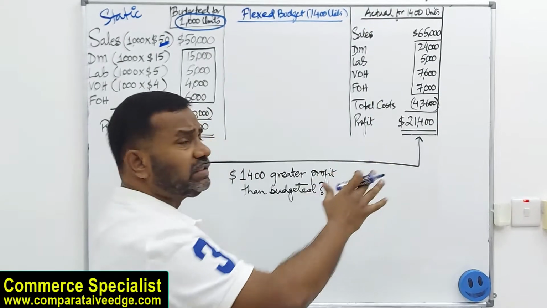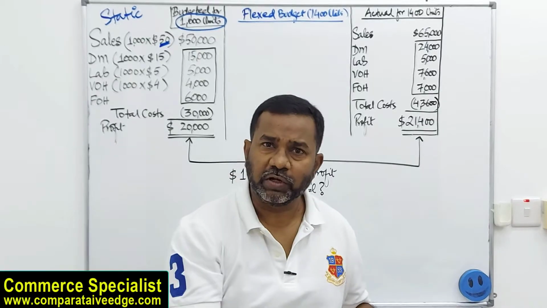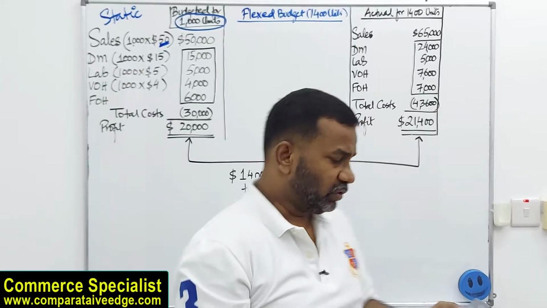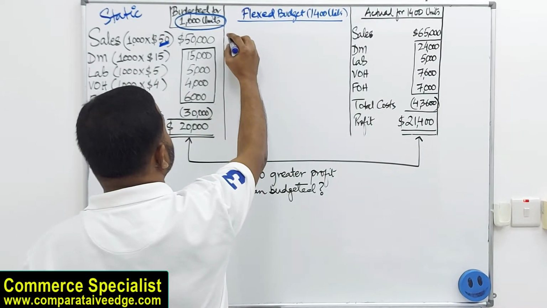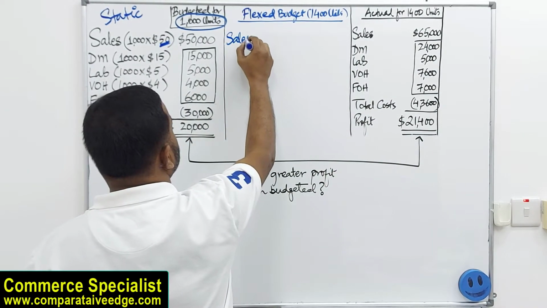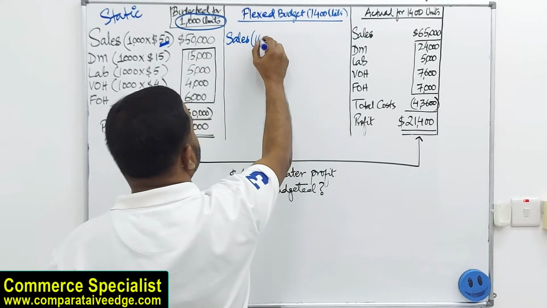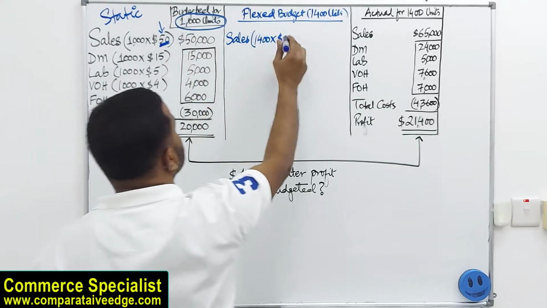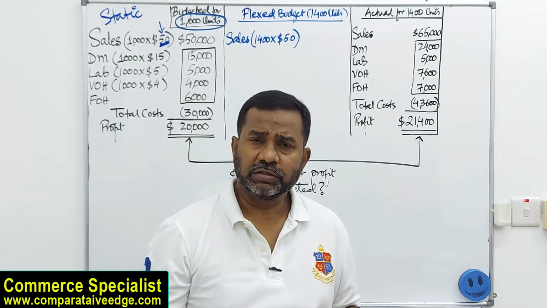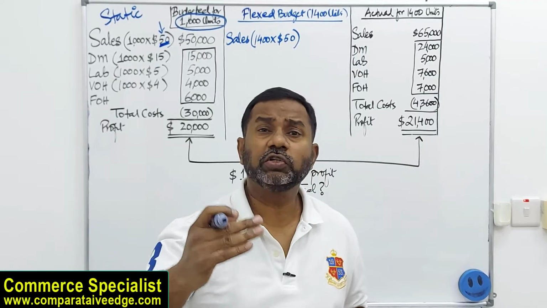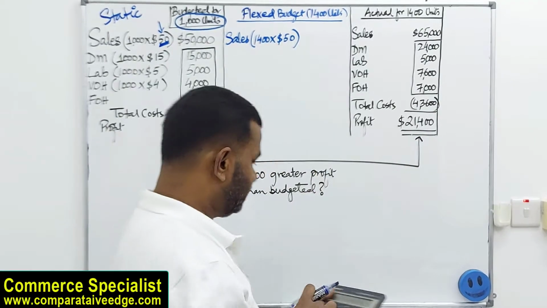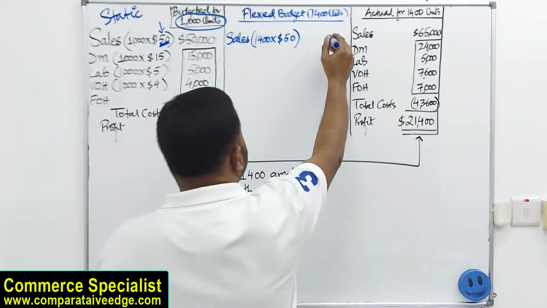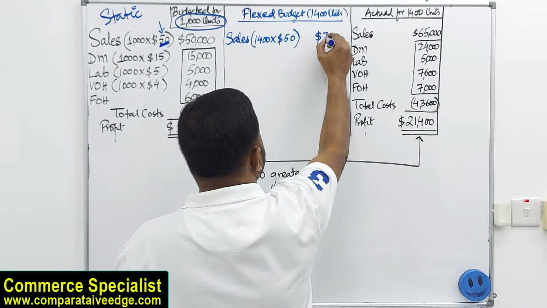Now in actual it says what the numbers actually are, but in flex budget we are looking at how much this should have been. So if I take sales here, I know I'm selling 1,400 units and the selling price was the same, 50. Now I'm selling 1,400 units, selling price is the same, 50. So what should the sales be? Sales figure should have been 1,400 into 50. It should have been $70,000.